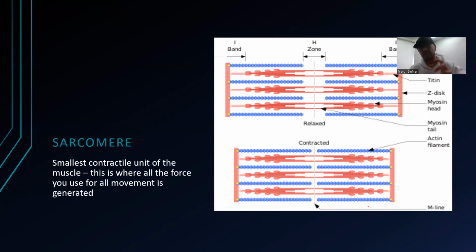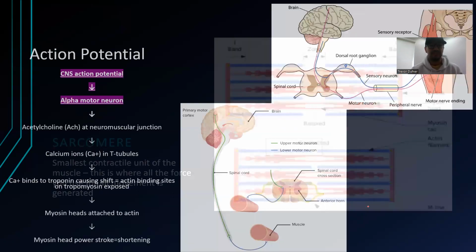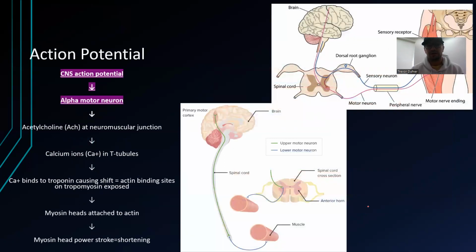We're going to talk about how we get to this, and then what occurs here to generate that force, which allows your muscles to shorten and move, which allows you to move around your environment, lift weights, play sports, do whatever it may be. So the action potential is what we're going to start with, right? And the action potential begins in the brain. Your brain is where you think of what you want to do, where you want to do it, how you want to do it. So the CNS action potential begins in the brain.